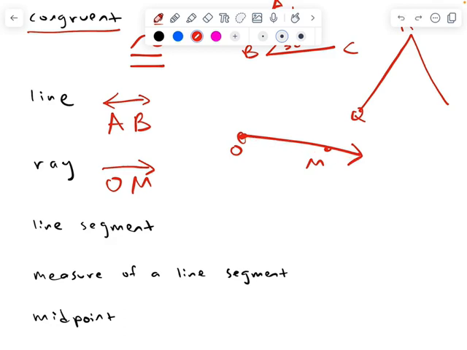Now a line segment is just a piece of a line. Let's say I only want to talk about the portion from O to M, beginning at O and ending at M, and we call this OM with a line over it.